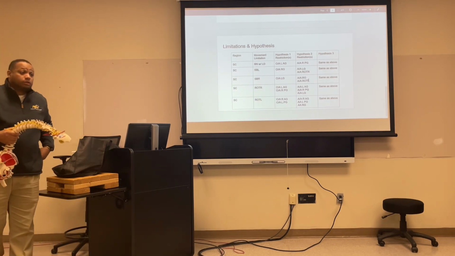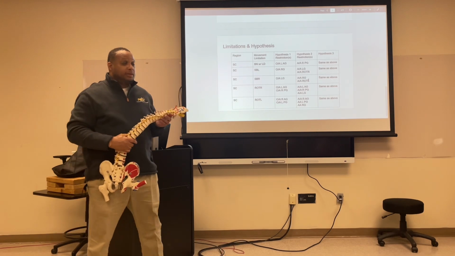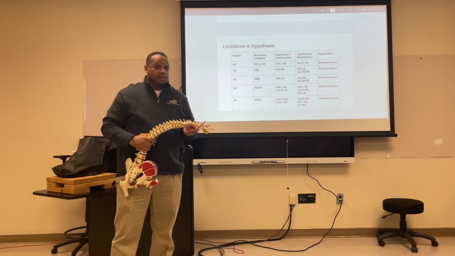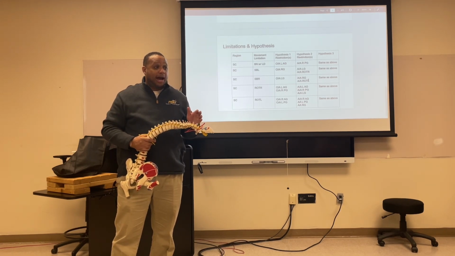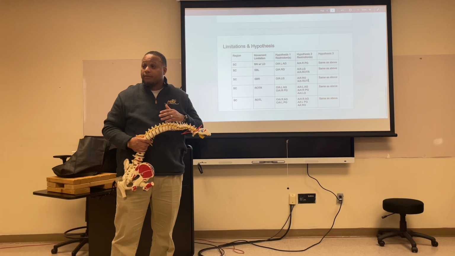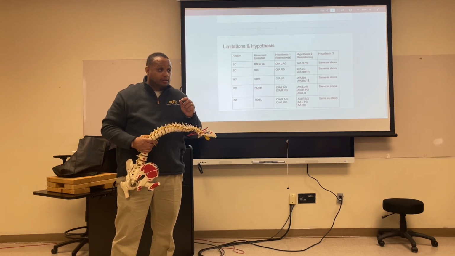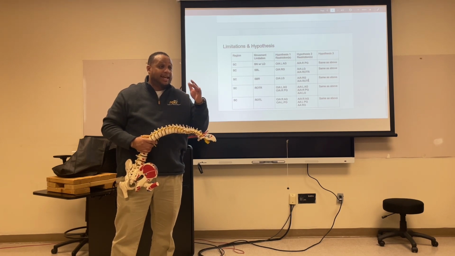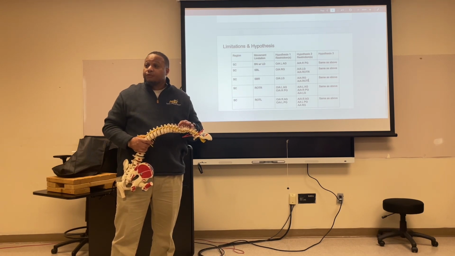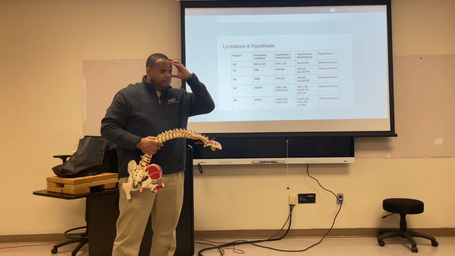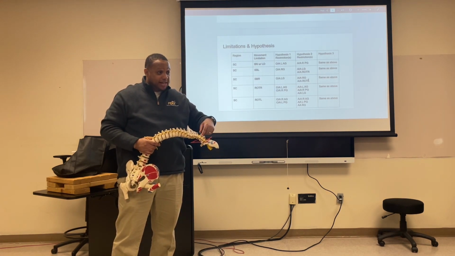So Kendall, being the studious student that she is, she went to Charlie and she tried to visualize and see how it could be what? Concave on convex of C1 on C2. The atlas and axis articulation. All right, so that is very, very good that you observed that. She tried to visualize it mentally in her head, and she tried to visualize it physically on the model.